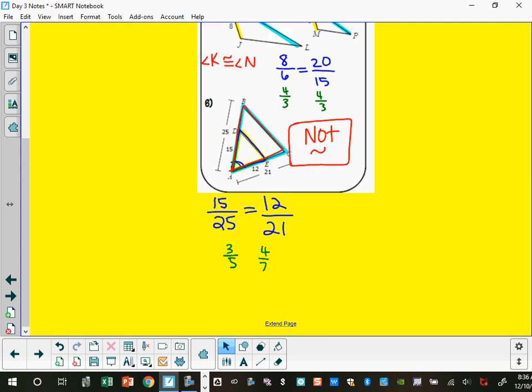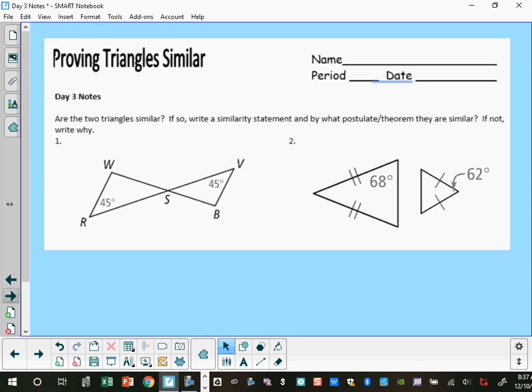Any questions there on this sheet of paper? Alright, so now let's open your packet. Today's three goes. So it's proving triangles similar. Alright, this says, are the two triangles similar? If so, write the similarity statement and by what postulate or theorem they are similar.